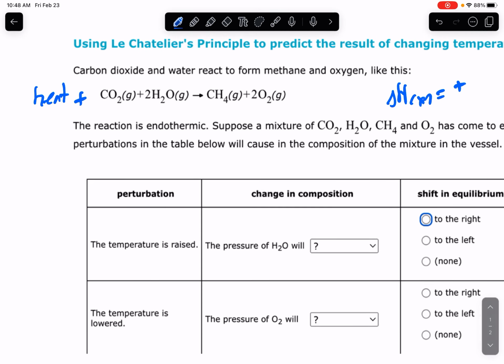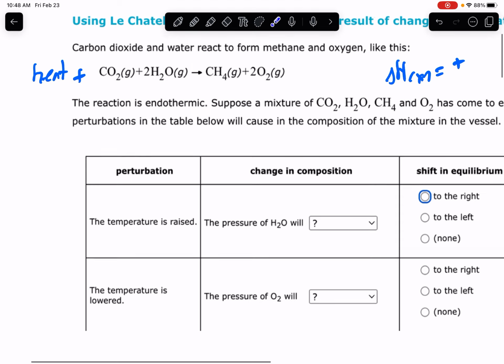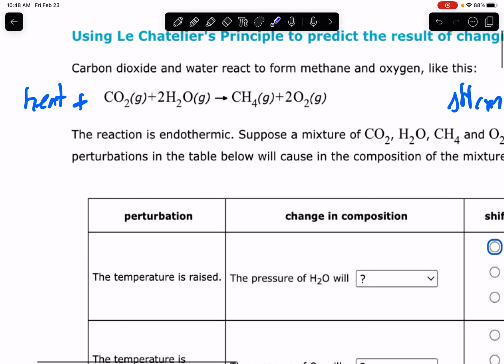Because if we mess with the temperature and we raise it, we're raising wherever heat is. And again, whenever you mess with something on one side of the equation, the reaction is going to try and even it out. So let's take a look at the options they're giving us here. And the first one they're doing is they want to raise the temperature. So if we raise the temperature, we're actually going to increase where heat is. And if we're increasing heat to get rid of that stress, the reaction is going to shift away from that.